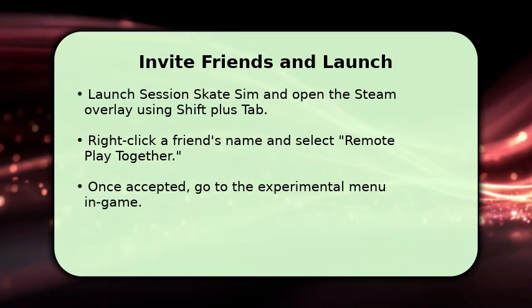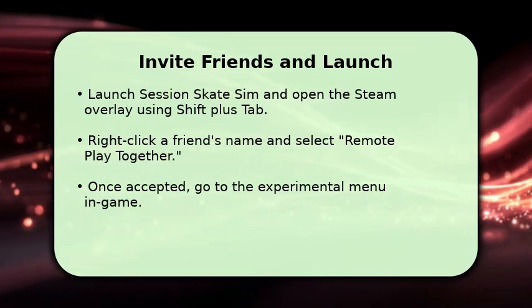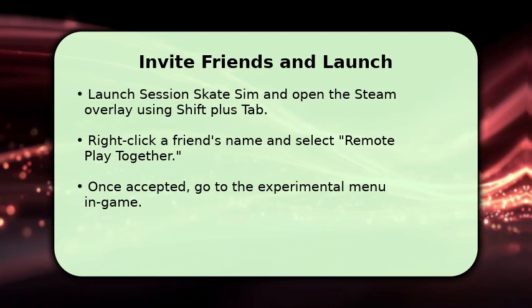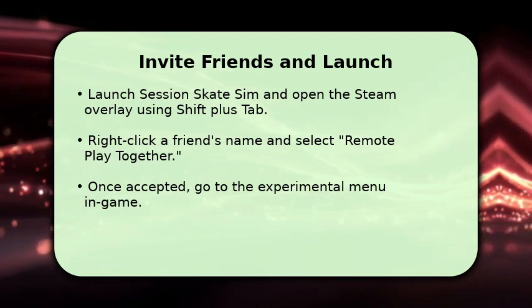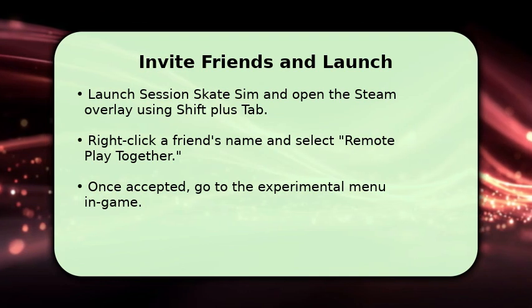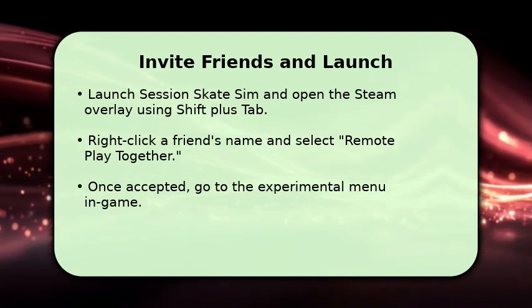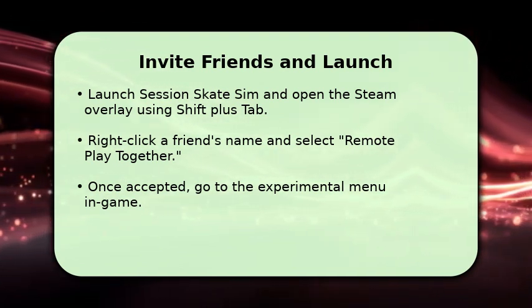With Remote Play enabled, launch Session Skate Sim. Once the game is running, press Shift plus Tab to bring up the Steam overlay. Find your friend in your friends list, right-click their name, and select Remote Play Together to send an invitation. After your friend accepts, close the overlay.